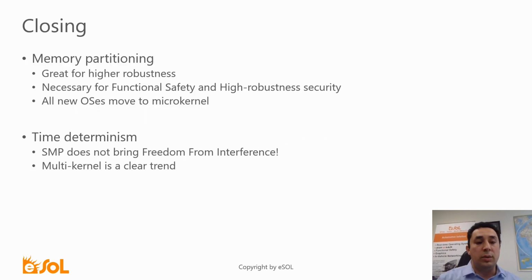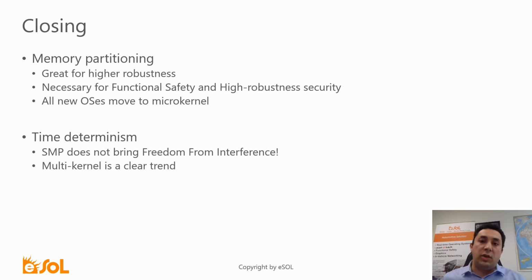To conclude, there are two main aspects that the OS evolution has improved. From a memory management perspective, it has become clear that memory partitioning and the microkernel design is making everything more robust, and also more secure and more safe from a functional safety perspective and from a high robustness perspective. And most new operating systems on the planet that intend to be serious about robustness actually have a microkernel design.